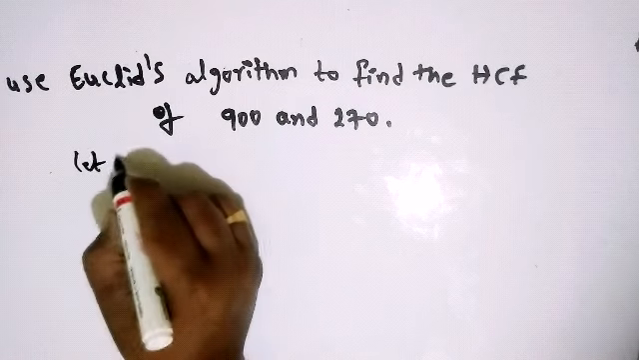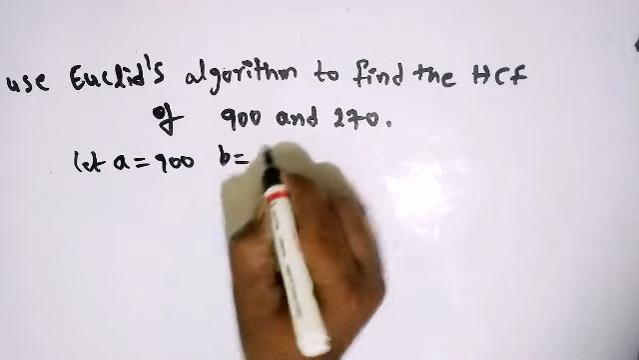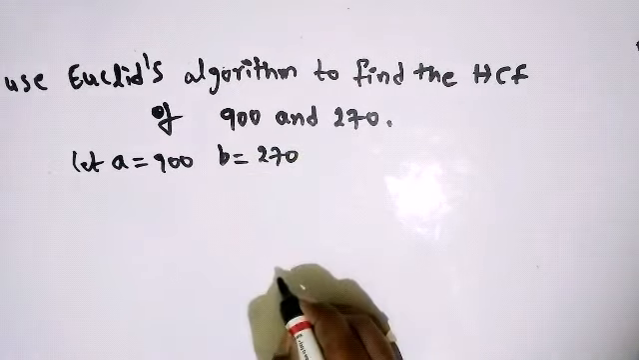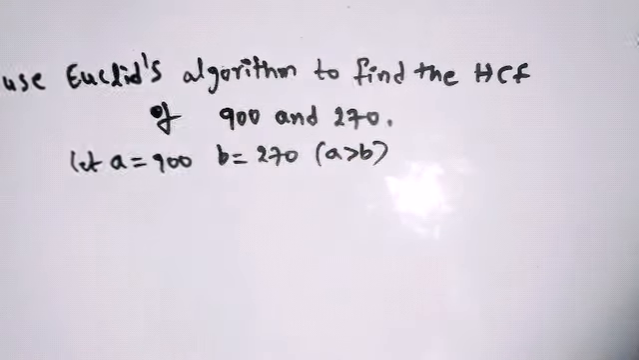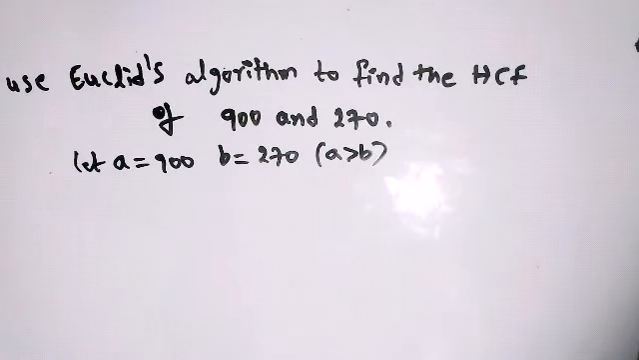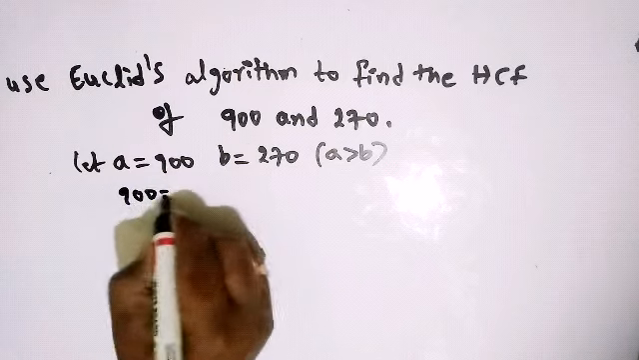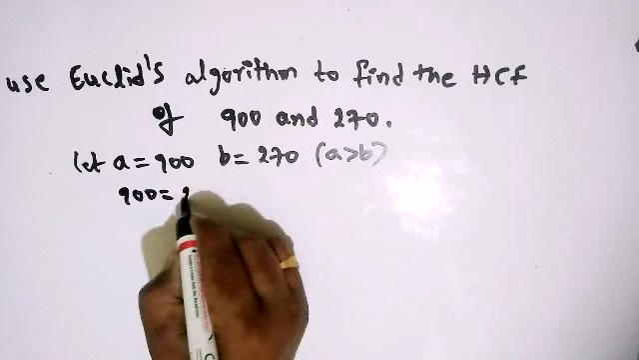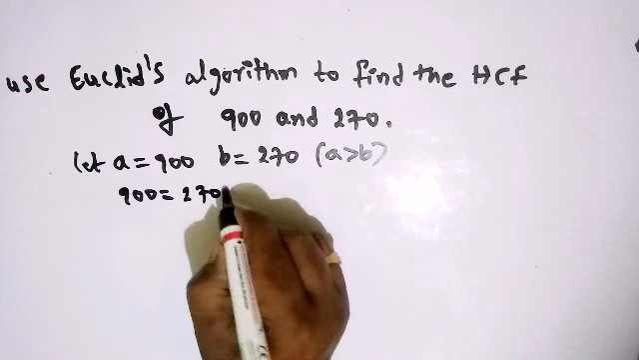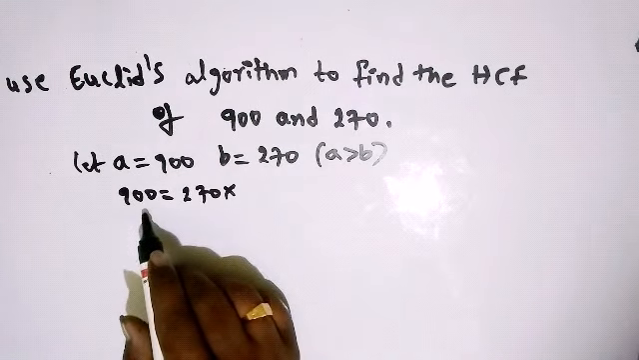So let A equal 900 and B equal 270, because A is greater than B. Now we apply Euclid's lemma to the given A and B. So 900 equals, in place of A = BQ + R, B is 270 into Q, BQ. In the 270 table, 900 is required.